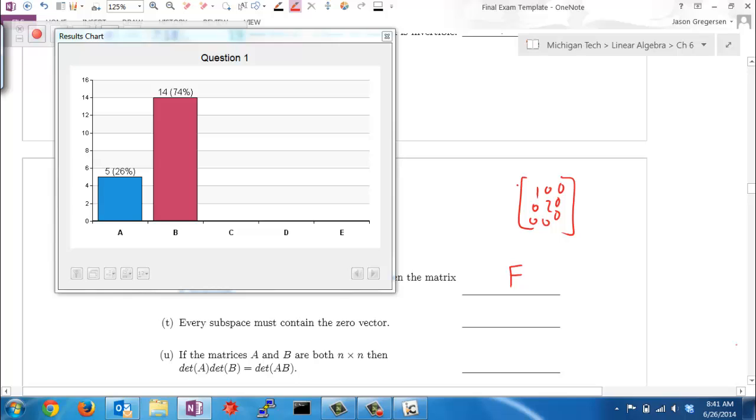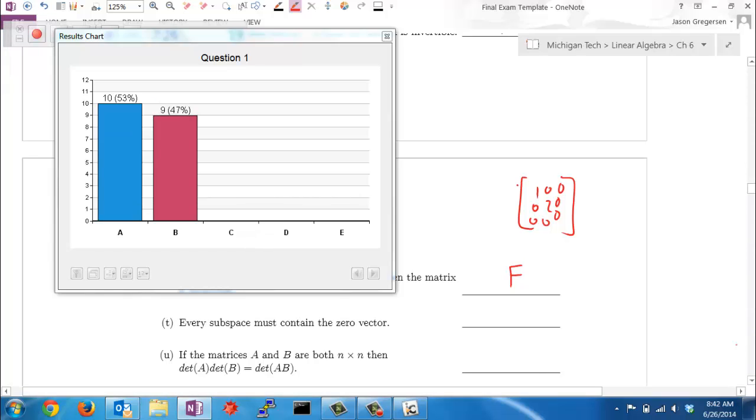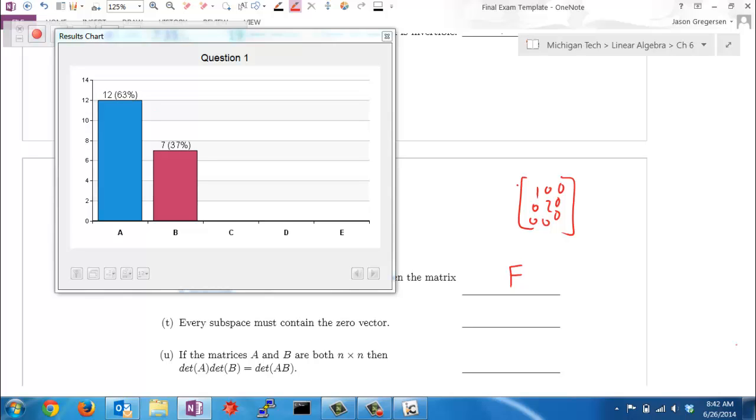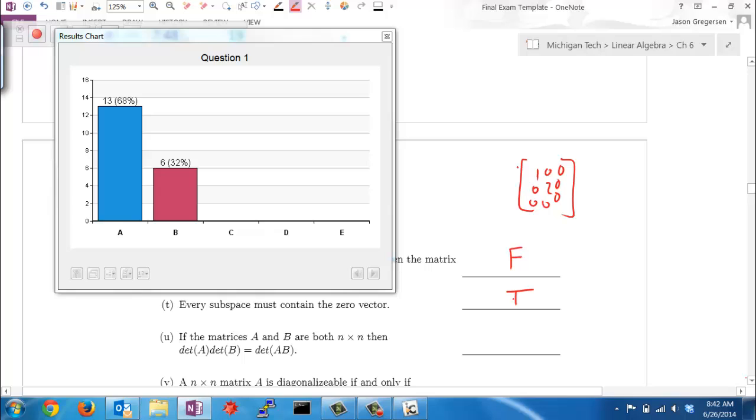All right. Every subspace must contain the 0 vector. This one is true. Every space must contain the 0 vector. Otherwise, it's not even a vector space. I have to have a 0 to have a vector space. That one's, once again, by definition. To be a subspace, it must contain the 0 vector. It must be closed under addition, and it must be closed under scalar multiplication.